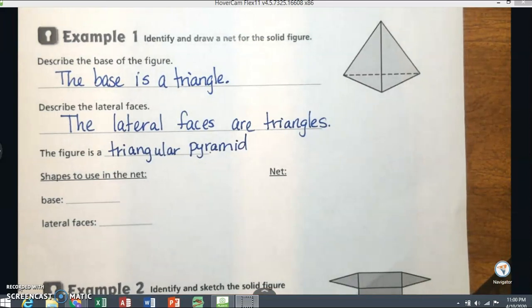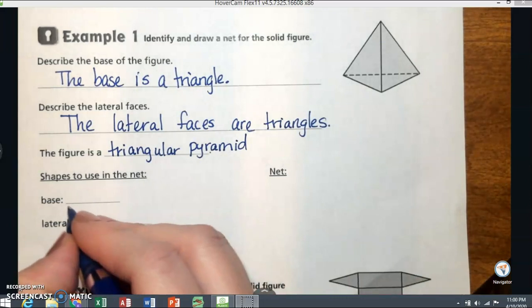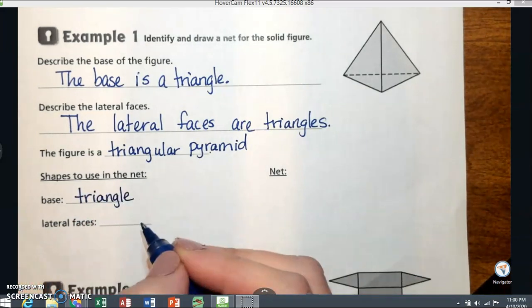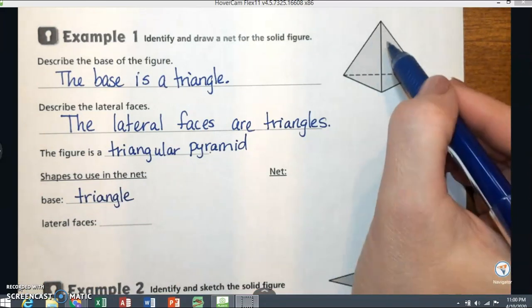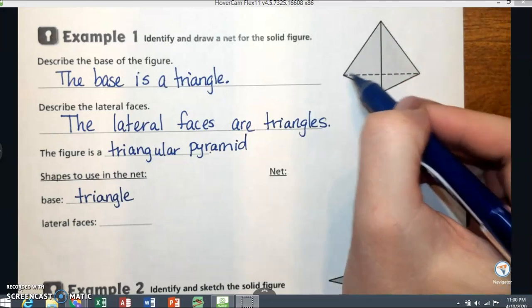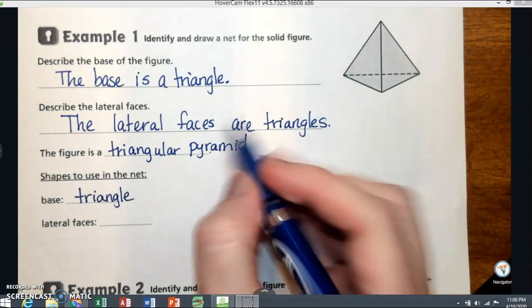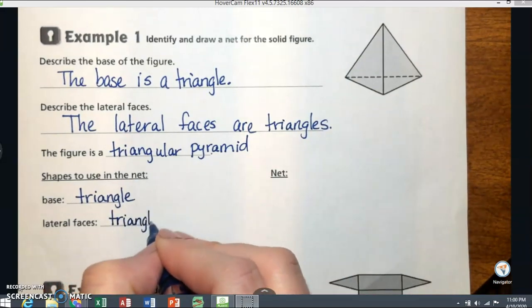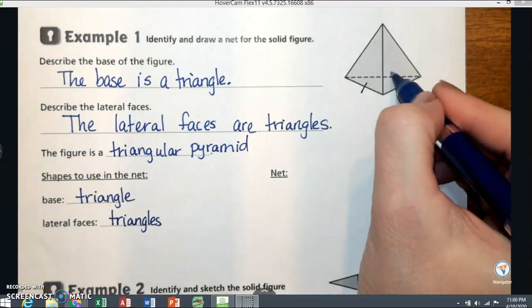So now we've got to draw our net. We have one triangular base, so we need one triangle for our base, and then one for this right side, one for this back side, and one for this side. One way you know how many triangles you need for your faces is by counting the sides of the base. So if we count the sides of our base, there's 1, 2, 3.